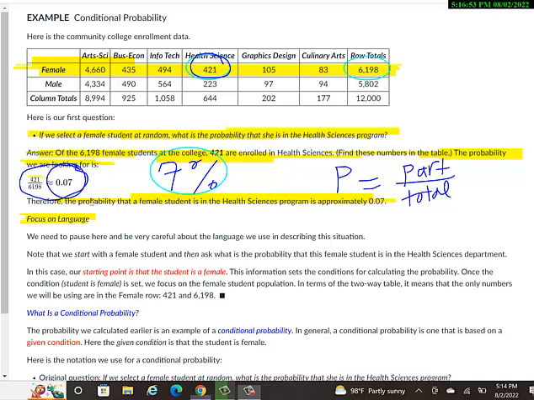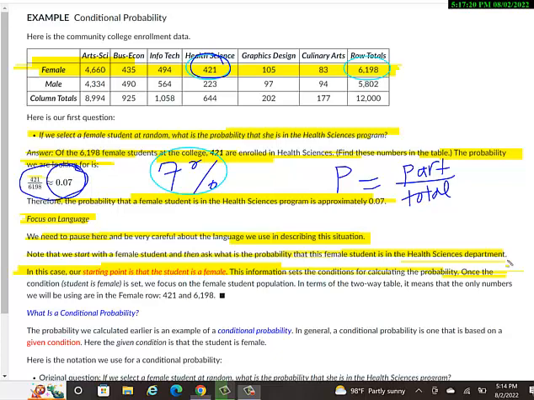Okay, now we'll focus on the language. We need to pause here and be very careful about the language we use in describing the situation. Note that we start with a female student and then ask what is the probability that this female student is in the health sciences department. That's why I said we were just going to focus on that top row. Don't even look at the row with males or the bottom totals. In this case, our starting point is that the student is female. This information sets the condition for calculating the probability.